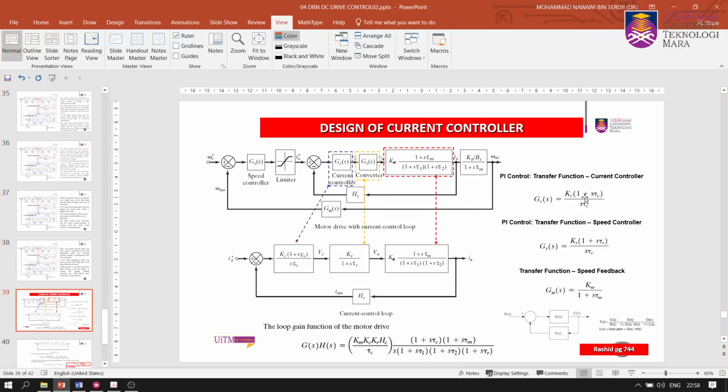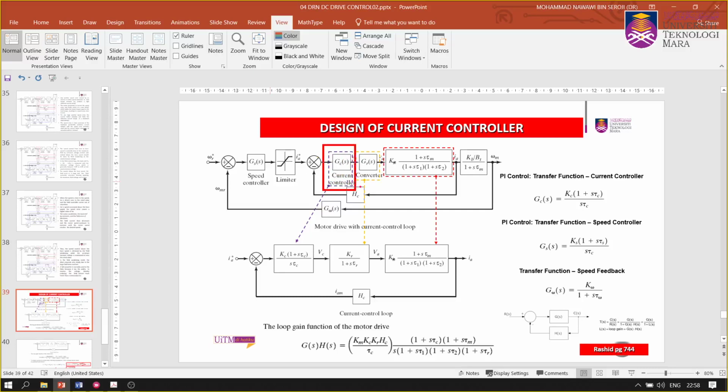So the transfer function for the current controller, so this is your current controller here. So this is the current control. Okay, the first one here. So that is the PI controller. We put in that particular GC. And then we have GS, which is the speed controller. Again, we apply the PI control here.